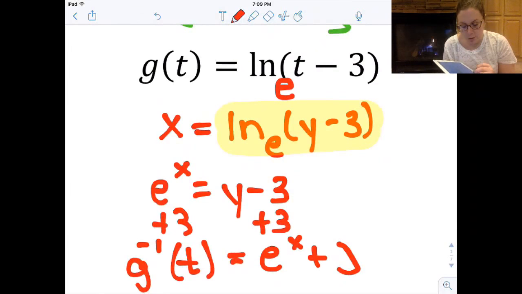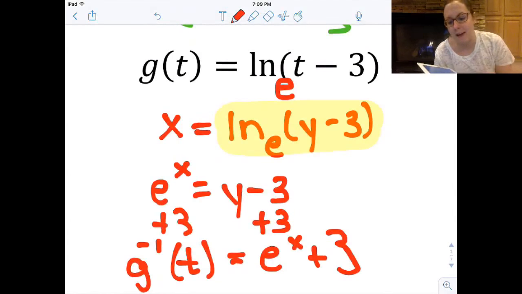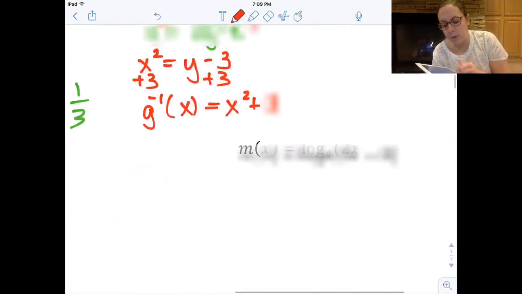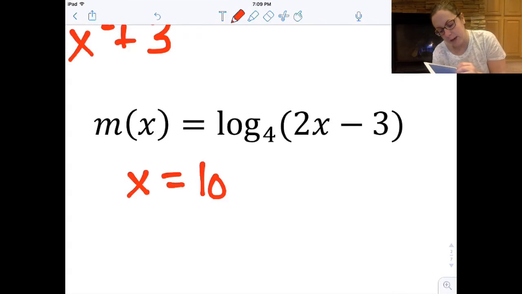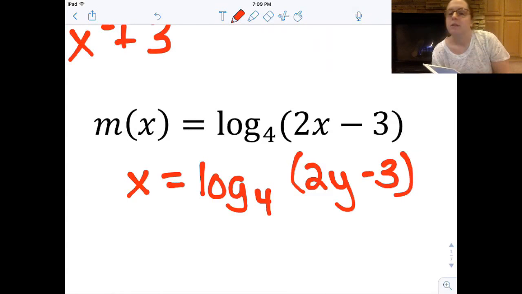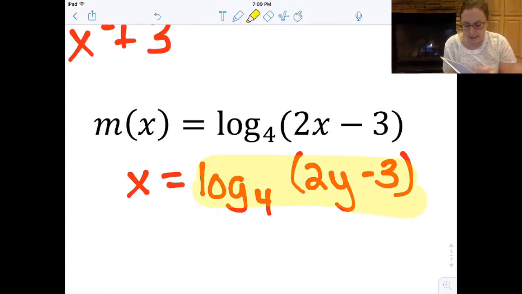One more with a log. So m of x equals log base 4 of 2x minus 3. So I'm going to make this x equals log base 4 of 2y minus 3. And again, my log is isolated here. There's nothing multiplying or adding with it. So now I'm going to convert. So it's 4 to the x equals 2y minus 3.